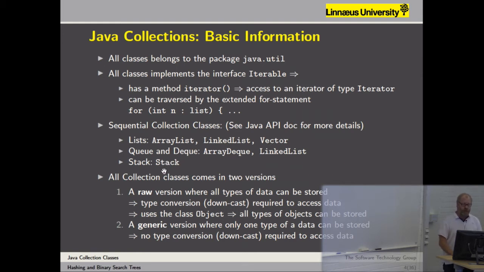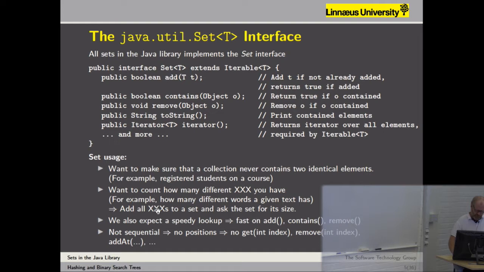All classes in the library come in two versions, a raw version where we can store anything, and a generic version where we are using a type parameter to decide which type of elements to store in each individual data structure. Which one are you supposed to use? Generic. The generic version, yes.